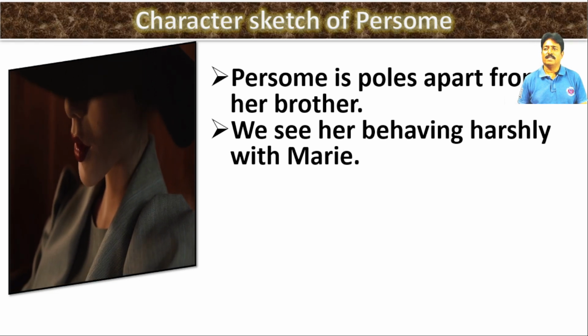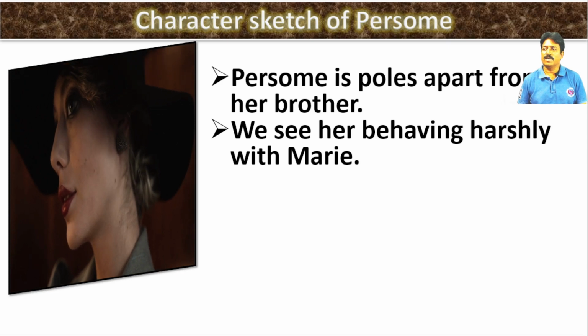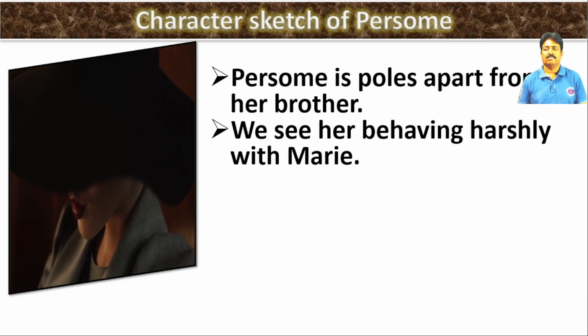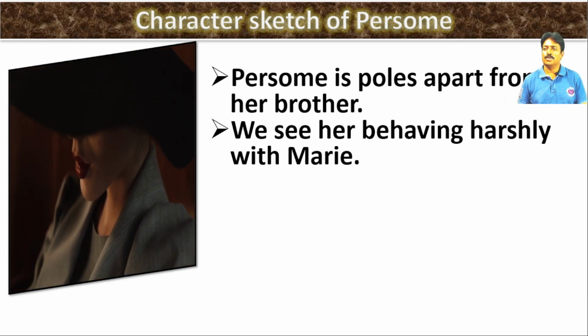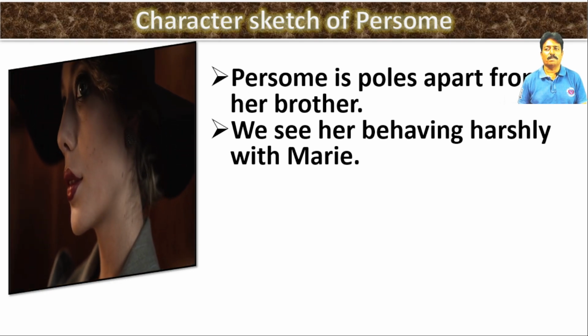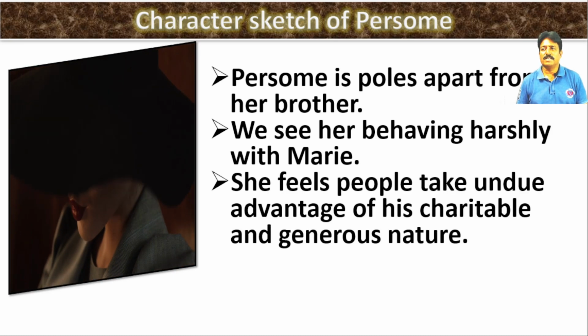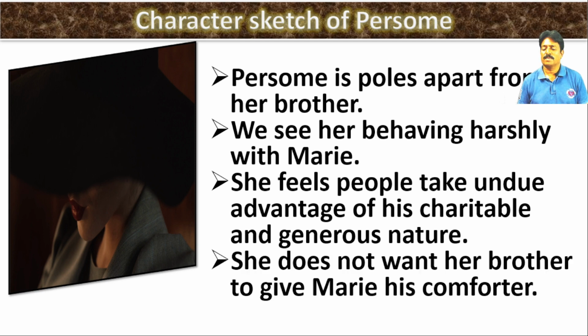From the opening scene, we see her behaving harshly with Mary. She scolds her for being slow in her work. She does not want her brother to be so generous, charitable, and helpful to the people of his parish and other people also. She feels people take undue advantage of his charitable and generous nature. She gets angry at the bishop when she comes to know his act of selling the silver salt cellars to help Mary Gringoire, an old distressed woman.